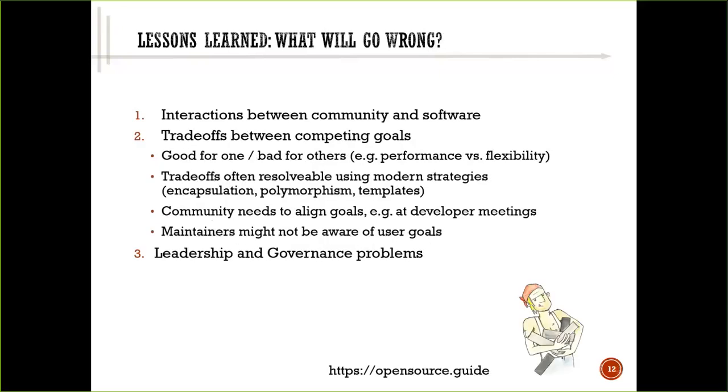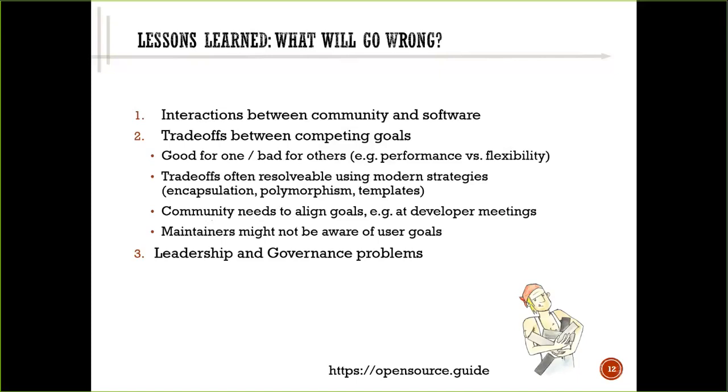Then there's the category of trade-offs between competing goals. And the exemplary case is that you have a decision to make that is good for one member of the community but bad for others. And a traditional conflict is the one between performance for a certain task versus flexibility for a lot of tasks in your software. Nowadays, we know a lot about how to circumvent these conflicts. There are lots of software design strategies available that can help you mitigate them, like encapsulation, polymorphism, templates, however that looks like in the language that you are writing in. But somebody has to do this work, and it's work, again, that's not often acknowledged.